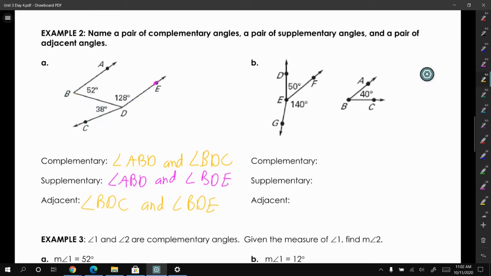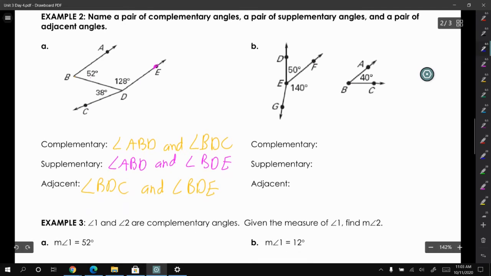Now example B, complementary angles, two angles that add up to 90 degrees, so angle DEF and angle ABC, because 50 plus 40 is equal to 90. Supplementary angles are angles that add up to 180, so we could do ABC and angle FEG.